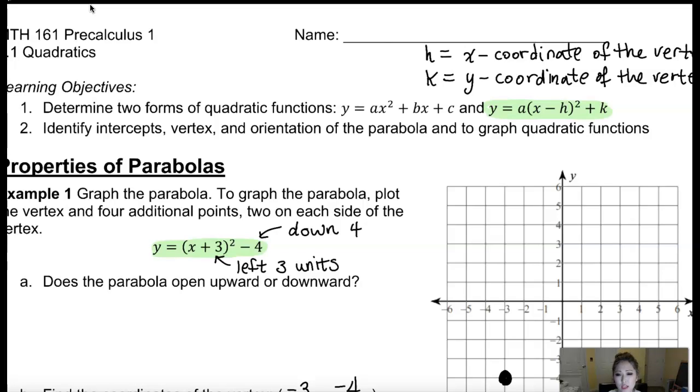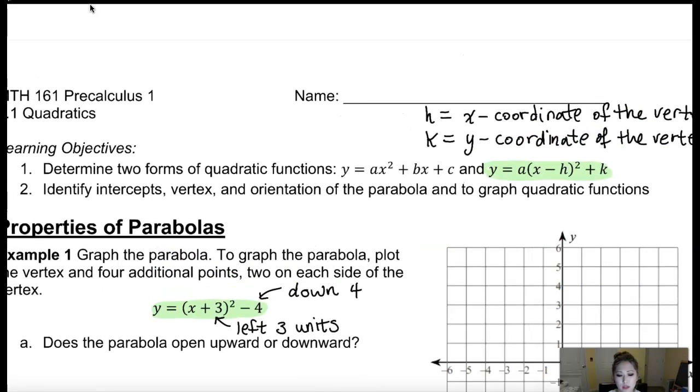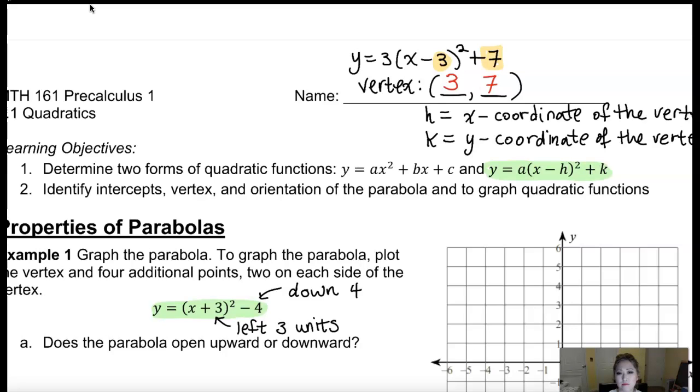So if you have an equation in that form, let me go ahead and make something up real quick. If you have an equation that looks like y equals 3 times (x minus 3) squared plus 7, we should be able to just look at this and pick out the vertex. Okay, look. The vertex is going to be (h, k), where h is 3. h is always a number being subtracted. Okay, so the x-coordinate is 3. And the y-coordinate, the k value, is 7. So the vertex is going to be just (3, 7).